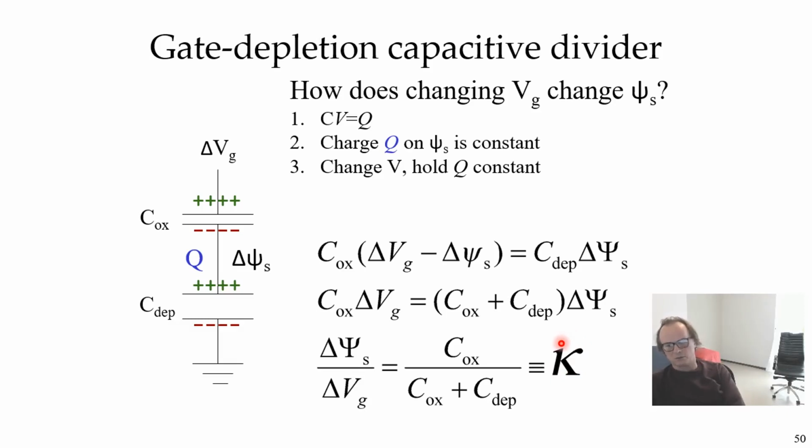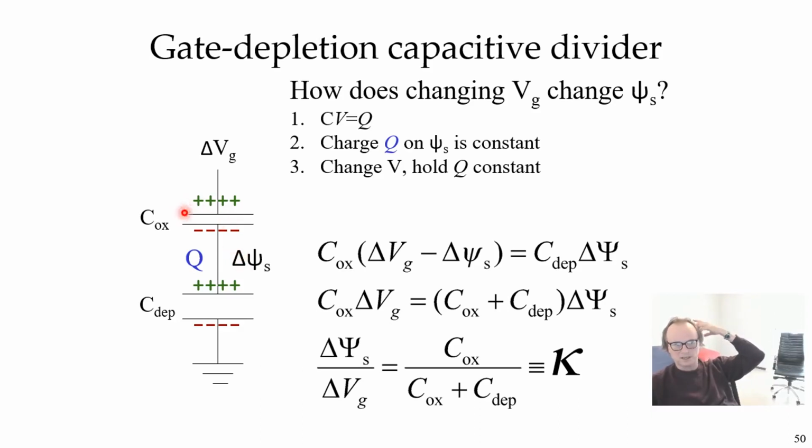And now I want to give you some intuition why that is so, or what's the effect of that. What it says is if Cox is really, really big, or this oxide is very, very thin compared to this depletion capacitor, then kappa is going to be close to 1, right? Because Cox will dominate here. And that's what we want actually in a transistor, we want the gate to control the surface potential almost perfectly. We don't want it that the gate moves a lot and the surface potential hardly moves. We want them to move together.